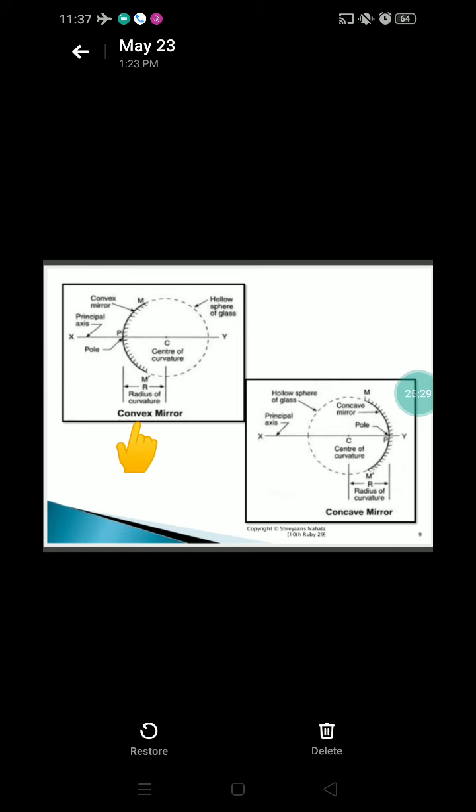Write the definition. The radius of curvature of a spherical mirror is the radius of the hollow sphere of glass of which the spherical mirror is a part. Next, principal axis. The principal axis of a spherical mirror is the straight line passing through center of curvature and pole, and this is your principal axis. Write it down in your physics note.